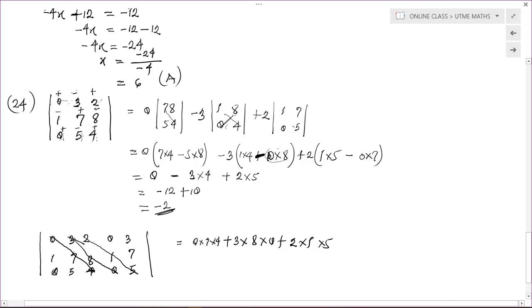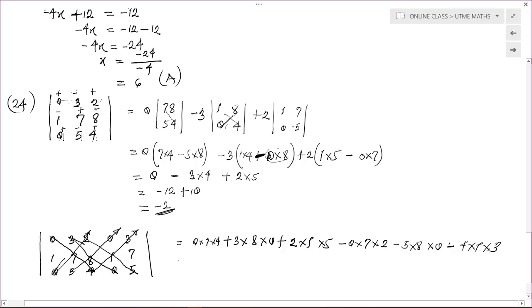Another diagonal multiplication. It will go from 0 to 7 to 2. So that one is negative now. 0 times 7 times 2. Then we go from 5 to 8 to 0. So we have minus again 5 times 8 times 0 plus minus again. Let's go, 4, 1, 3. 4 times 1 times 3.